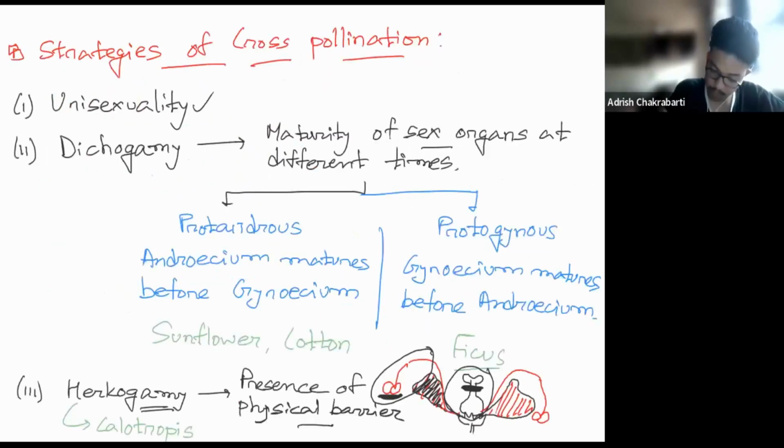I've given you the examples for protandrous and protogynous conditions. And unisexuality is also very well known, right? So there is nothing complex about it. So we have covered a significant number of topics. We have covered pollination. We have covered kinds of pollination. And we have also covered the contrivances, that is strategies for self and cross pollination.